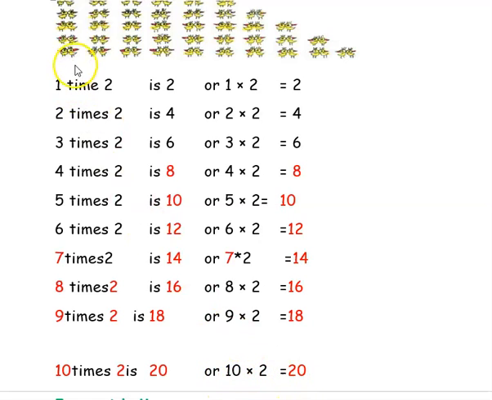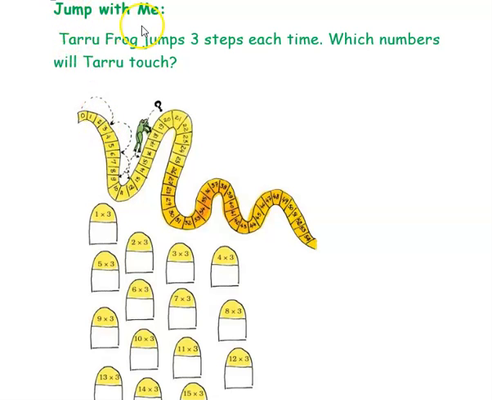So this is the way to find the number of birds in each row without actually counting the birds in each row. That we can do by multiplication of the number of times and the number of birds. The next example is jump with me.